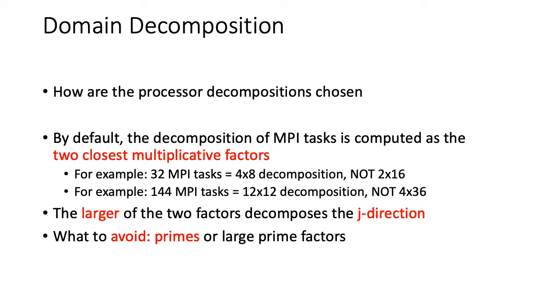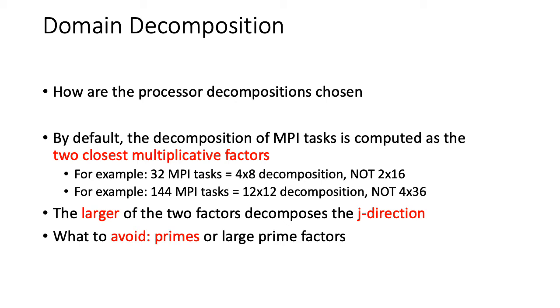For 144 processors, it's 12 by 12. It's not 4 times 36. It's not 9 times 16. The larger of the two default factors decomposes the j direction. Because we want the I direction to be as large as possible, we use the smallest factor to decompose in the I direction.